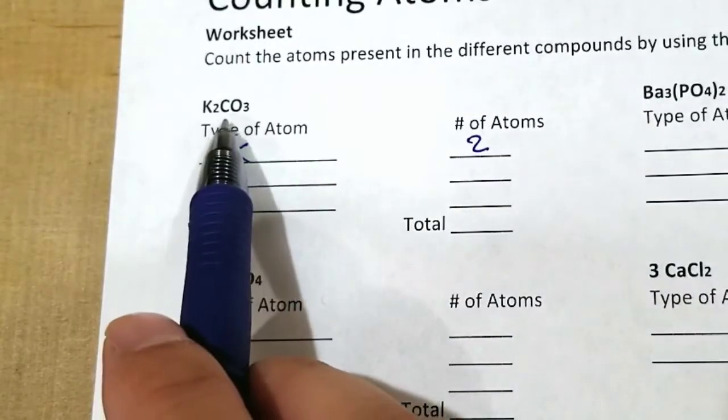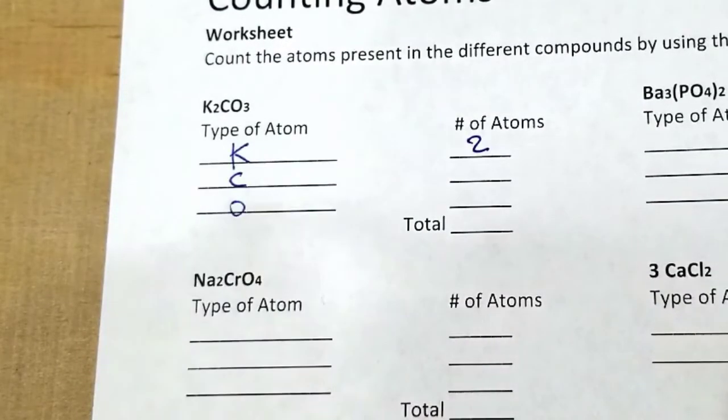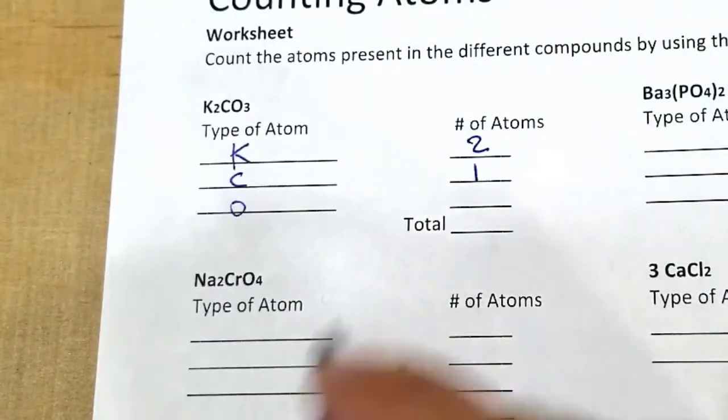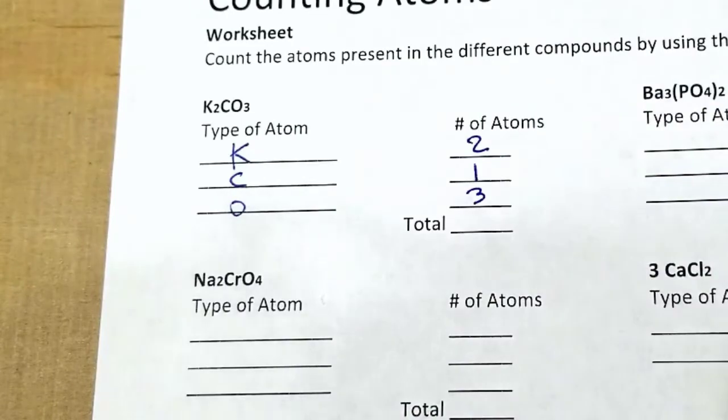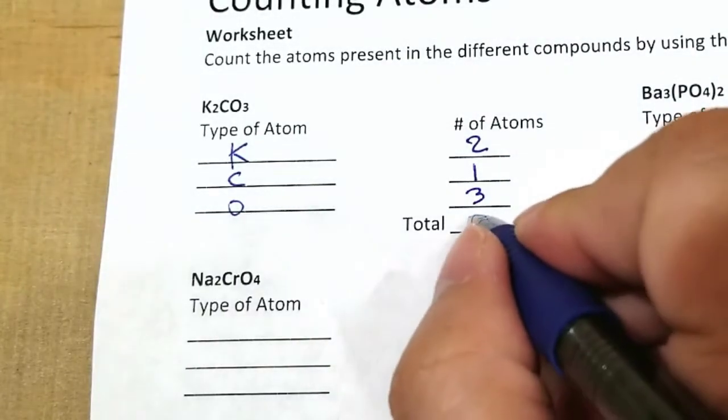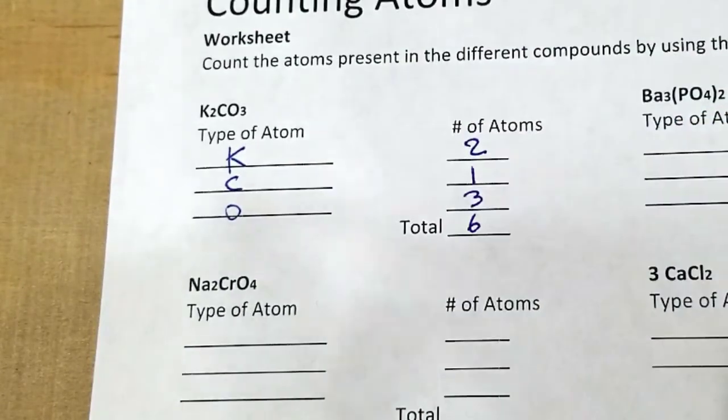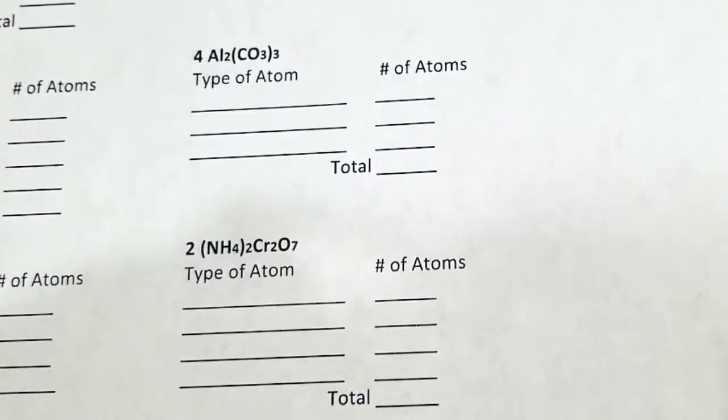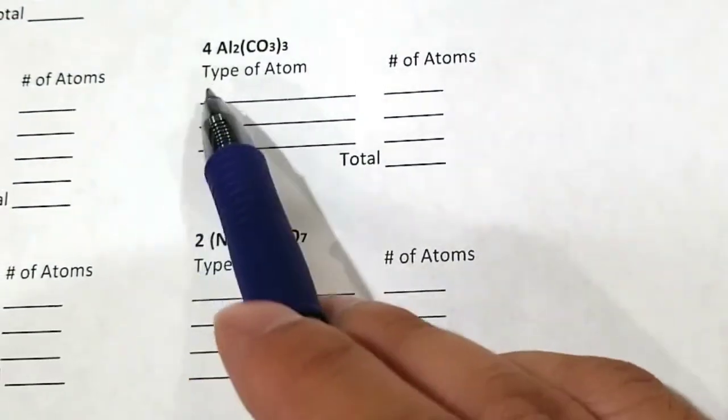We have C, and we also have O. The C is by itself. There's no number next to it, no subscript. So there's 1 C. And in the O, there's 3 O. For a grand total of 6. All right, let's try a different one. Let's find one that has a coefficient and parentheses. Okay, we'll work on this one right here.